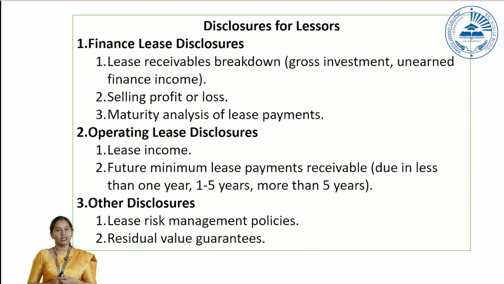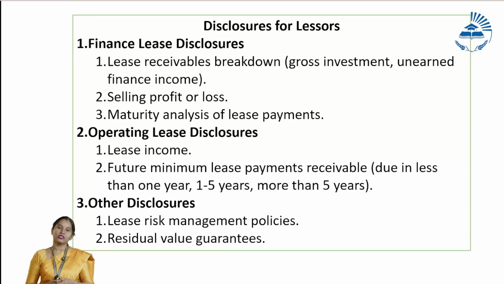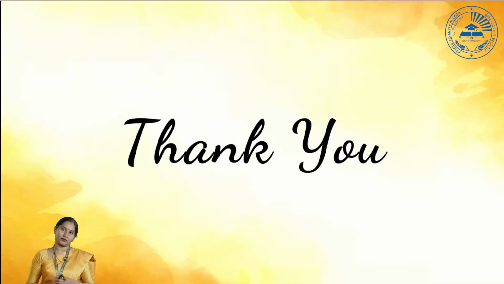The last, third point will be other disclosures. If any management policies have changed, or if there are any assumptions under the lease agreement, they need to mention that in the financial statement. And the last point is about the residual value guarantee. So the company will determine the residual value guarantee for the organization.